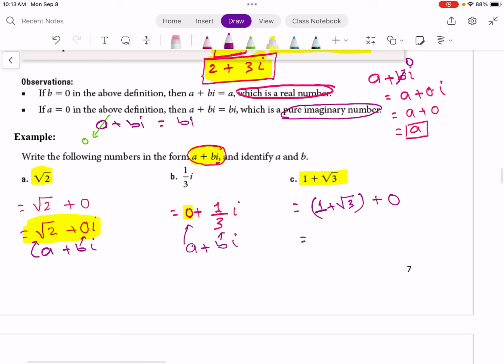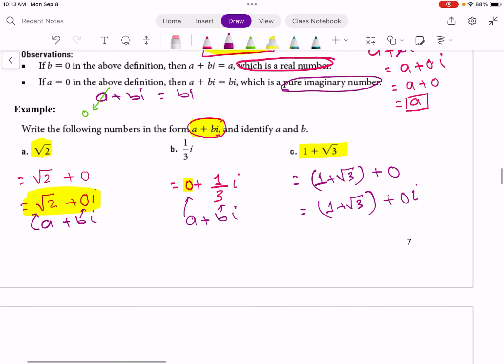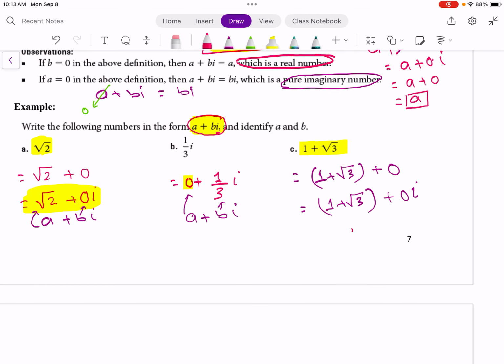So this is very similar to part A. 1 plus root 3 plus 0i. So here our a is 1 plus root 3 and our b is 0. So we have a real number and we rewrite our real number in a complex number form. Okay.